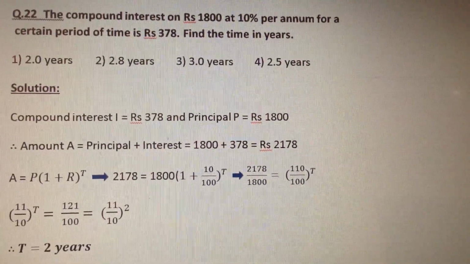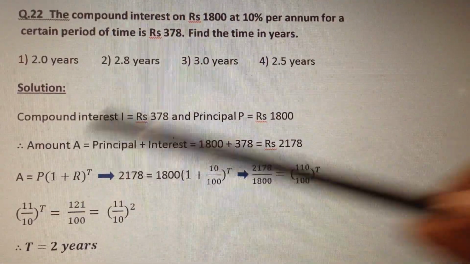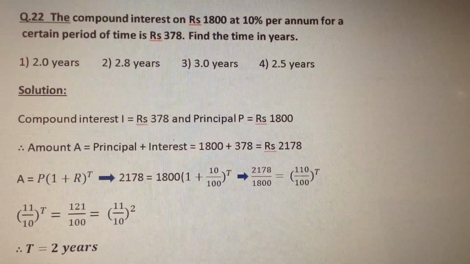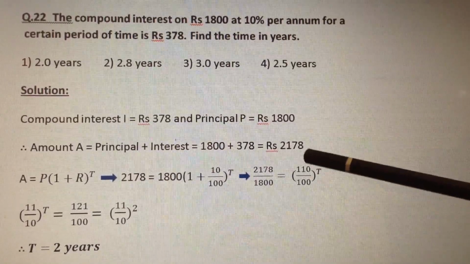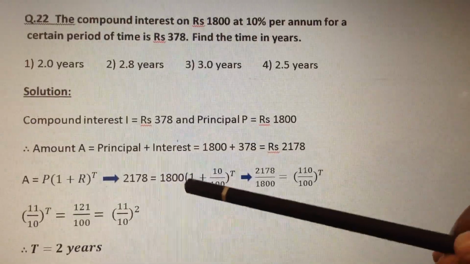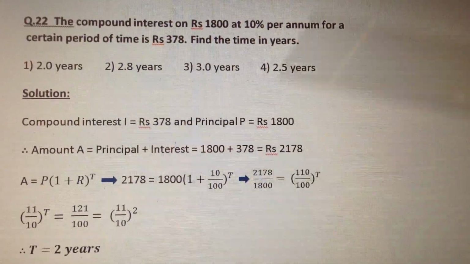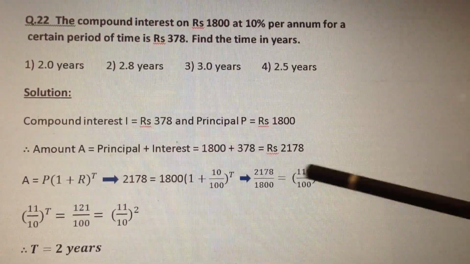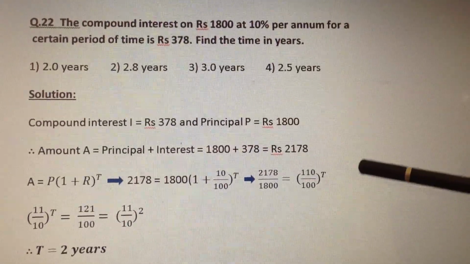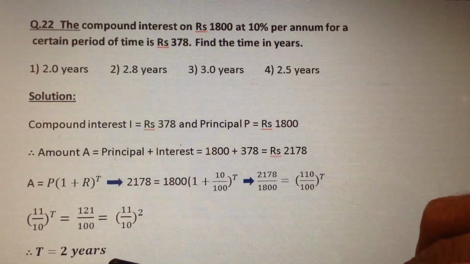In compound interest, we know the formula to find out the total amount. Total amount is equal to P into 1 plus R to the power T. We know the total amount is rupees 2178. Therefore, 2178 is equal to 1800 into 1 plus 10 by 100 whole to the power of T. That is 2178 by 1800 is equal to 110 by 100 whole to the power of T. On simplification, we get T is equal to 2 years.